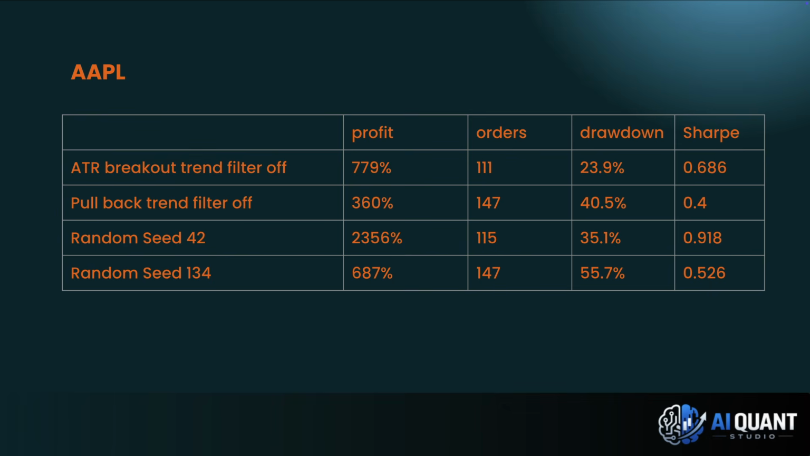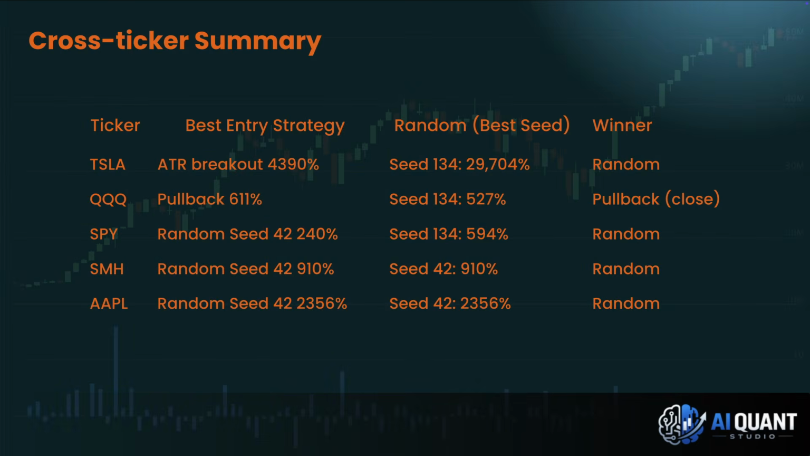Apple was the most striking. Random seed 42, 2,356% with a Sharpe of 0.92. ATR Breakout 779%. 3 times the return and a better Sharpe ratio, all from random entry. Across 5 tickers, random entry won or tied on 4. The pattern is consistent. The exit is doing most of the work.